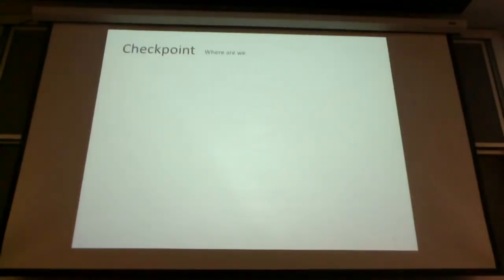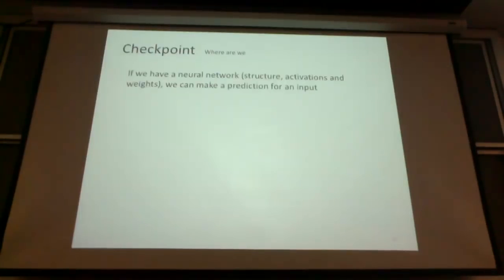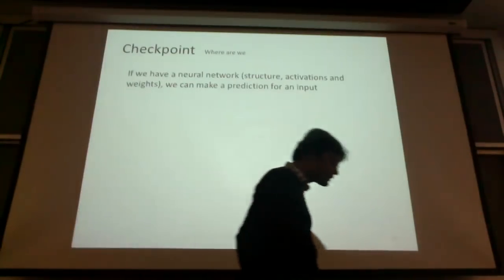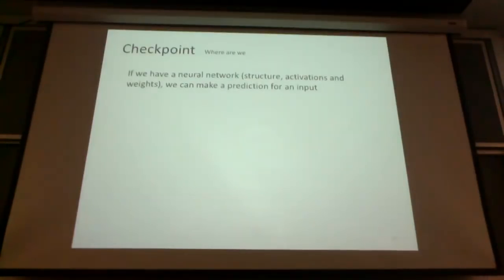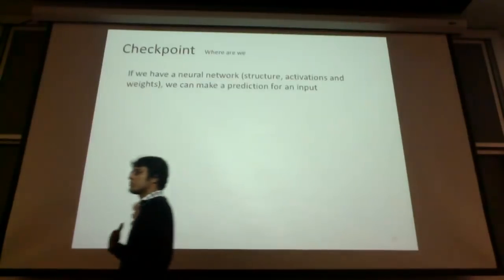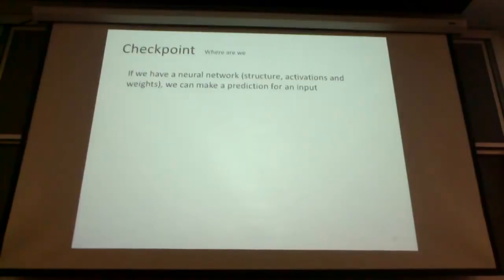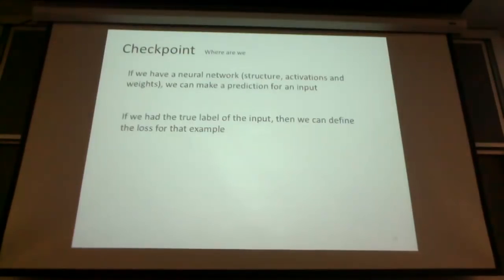So let's just do a checkpoint of where we are, because the next thing that we see is going to be rather involved. If we have a neural network, namely, when I say we have a neural network, I mean we have all the weights also. We have the architecture, we have the activations, we have the weights. Then we can make a prediction for any input. This is called the forward pass. This is just, go from the bottom to the top and you get the label at the top. If you have the true label for an example, then we can define the loss for that example. The loss is a function of only the weights. The loss is a function of the weights for that example.